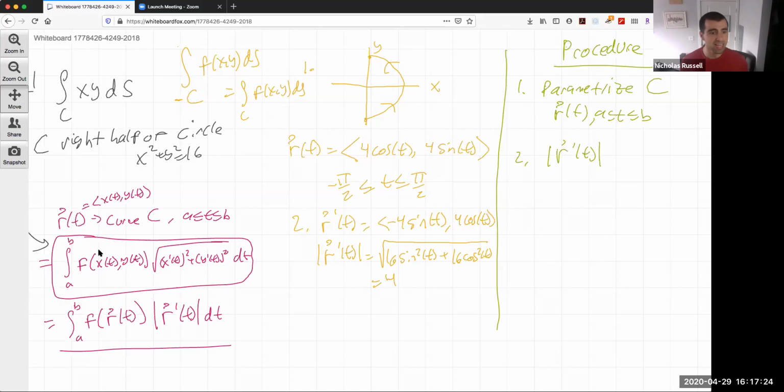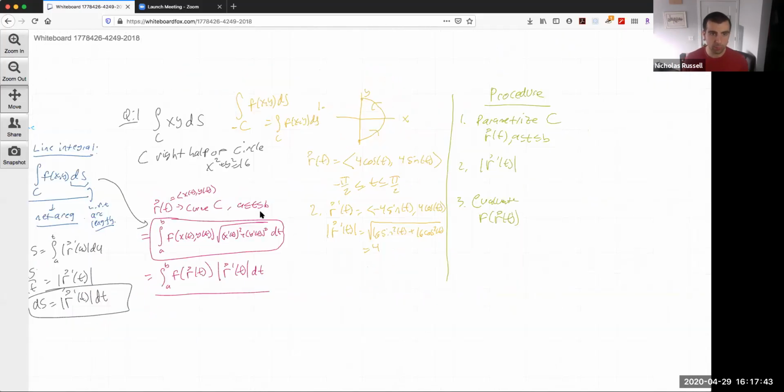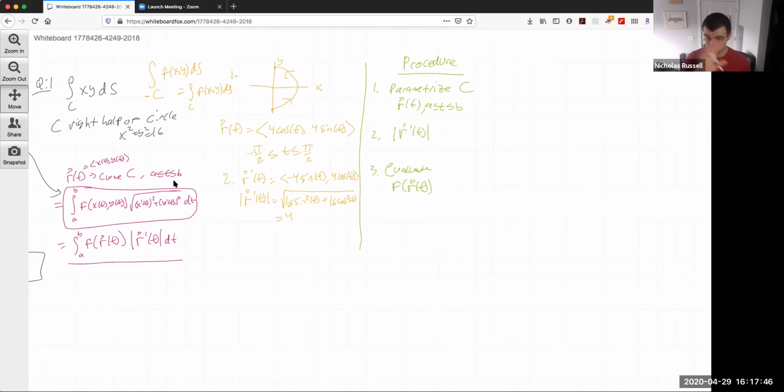The next thing I want to do is evaluate f of r of t. So plug in wherever you see x of t, or wherever I see y, I plug in y of t. So evaluate f at r of t. This is the idea of plugging in x at x of t and y at y of t. In doing this, I'm going to zoom out a tad so we can see the whole picture in total. So I apologize. I have my part 3 here, which is f of r of t. Well, f of x, y is x times y. So all I'm going to do is 4 times cosine of t times 4 times sine of t.